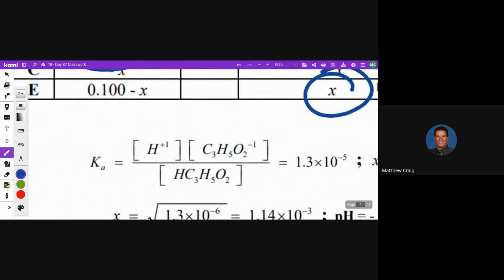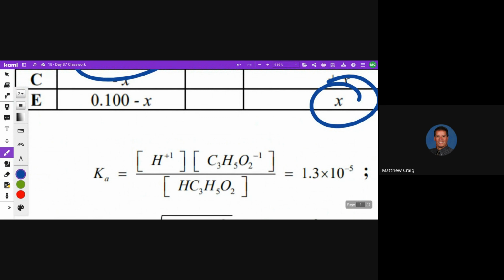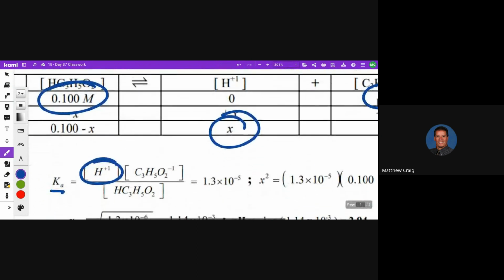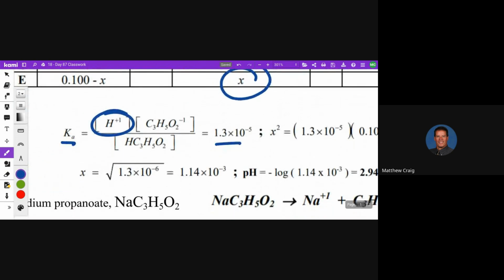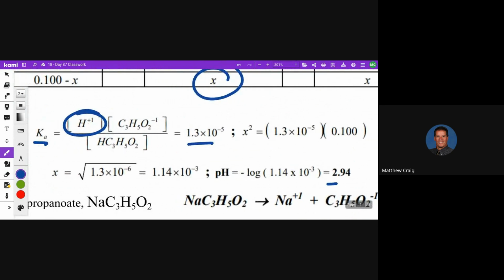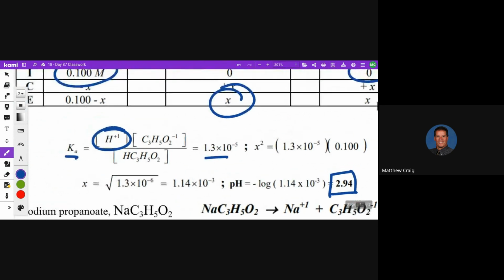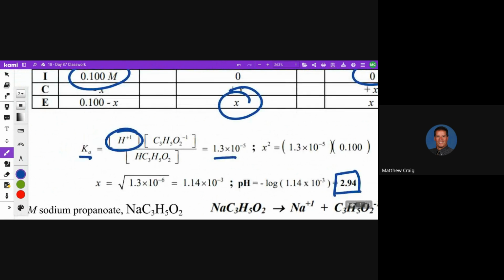So first and foremost, be sure you write an expression. Again, if you have a Ka, make sure that your hydrogen is on top. And then we know that our value is 1.3 times 10 to the negative 5. Rearrange the variables, use the 5% rule. And in this case, we get a pH that's around 2.94. Now, you might say to yourself, 2.94, that seems very acidic. Well, this is an acid. So acids typically have an acidic pH. But I don't want you to be thinking about that right now.